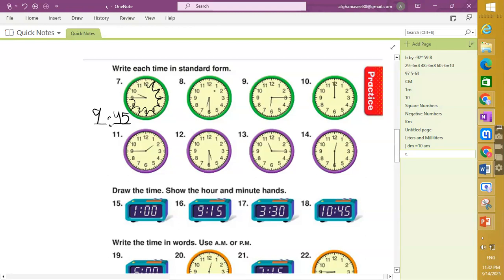What about number 8? I did not reach 7 o'clock yet. I am on 6 and a half hour, right? Because I need half an hour, as you see, to reach 7 o'clock. So I am on number 6. So the hour is 6. And how many minutes do we have? Let's count. 5, 10, 15, 20, 25, and 30. So 6:30. Excellent.